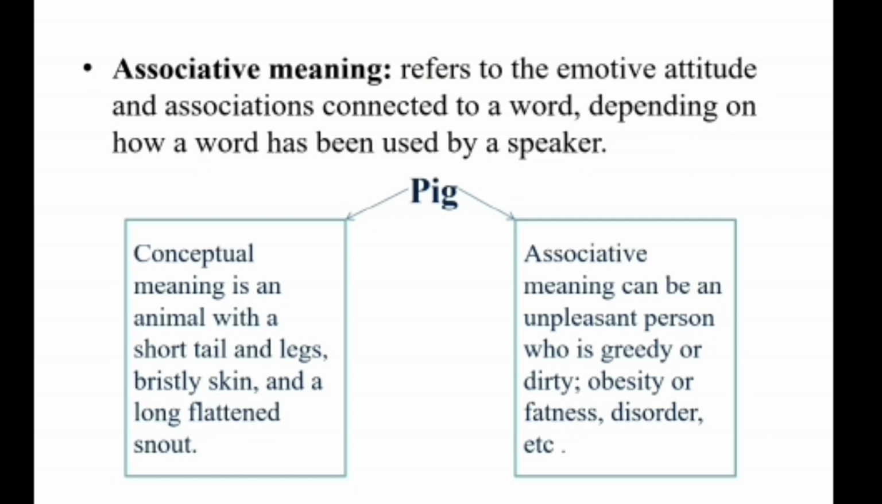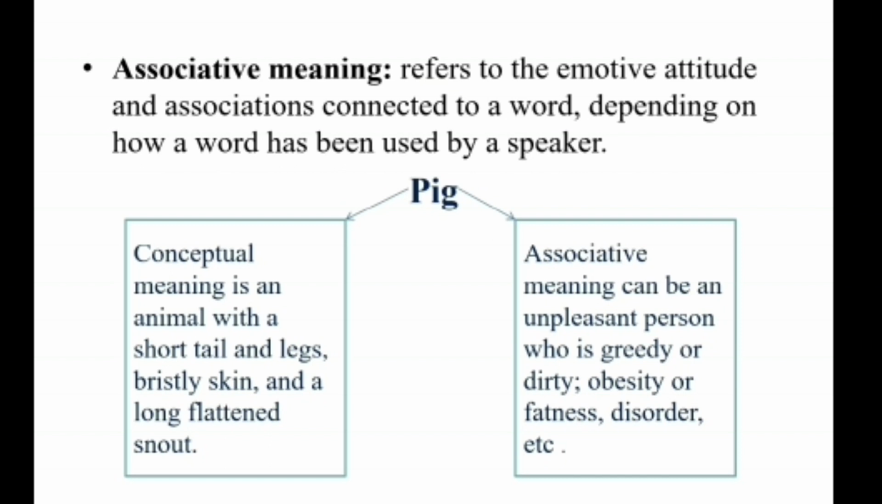For example, the word pig can conceptually refer to an animal with a short tail and legs, bristly skin and a long flattened snout. So this is the concept that we have, or the literal meaning that we find in the dictionary that defines the word pig. Now, it can also have associative meanings, called also connotative meanings, which can refer to an unpleasant person who is greedy or dirty. It can refer also to obesity or fatness or disorder, etc. And of course, these associations depend here, as I said, on our experiences and cultural backgrounds.